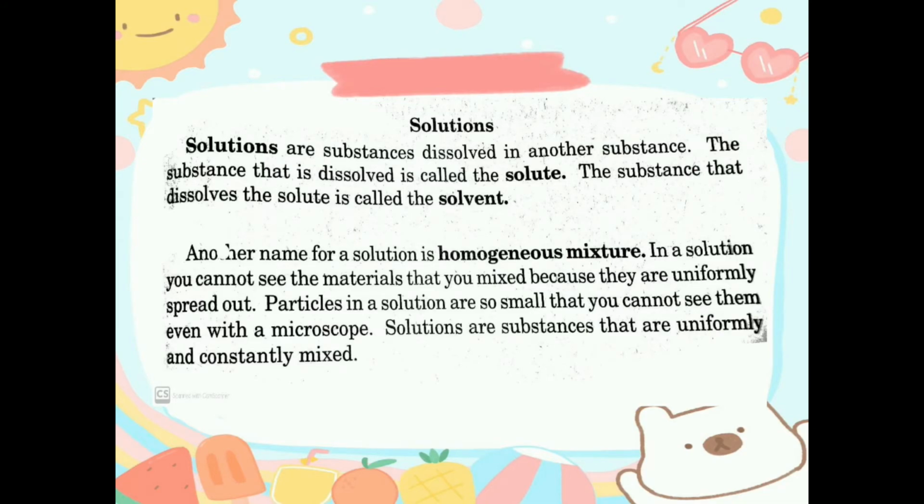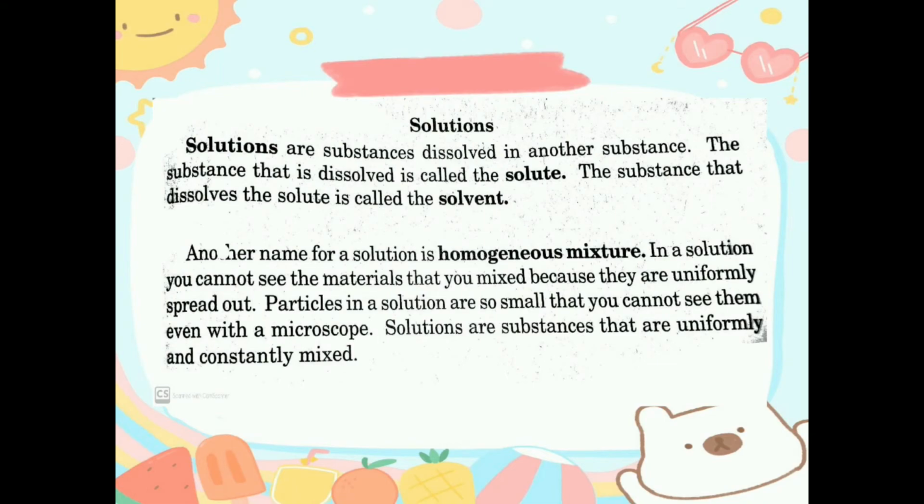When we say homogeneous mixture, in a solution, you cannot see the materials that you mix because they are uniformly spread out. Particles in a solution are so small that you cannot see them even with a microscope. So, solutions are substances that are uniformly and constantly mixed. A homogeneous mixture is a solution where you cannot see the materials that you mix because they are spread out, and you can no longer determine what mixtures you could see.